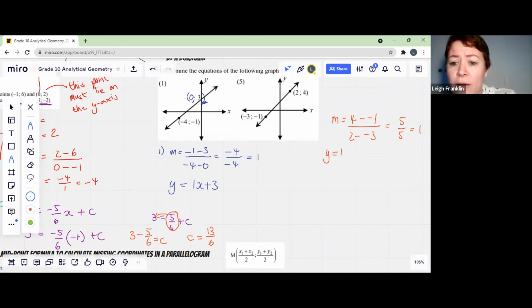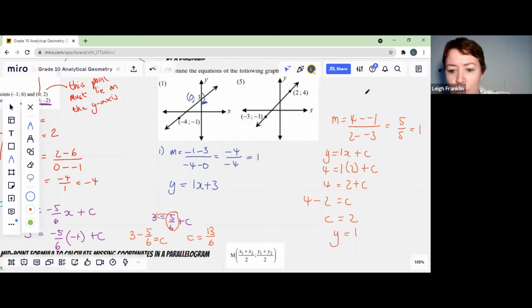So y equals 1x plus c. Now I'm going to sub in one of these points. Whether I sub in the -1 and the -3, or the 2 and the 4, it doesn't matter. If I was you and I could always work with positive coordinates, I would go ahead and do that. It just makes life easier. So I'm going to go subbing in 4 equals 1 times 2 plus c. So 1 times 2 is 2. So the 2 is going to go over to the other side. So it will be 4 minus 2, which is equal to c. So that means that c will be equal to 2. So I get the equation of this line as the line y equals 1x plus 2. Indeed.